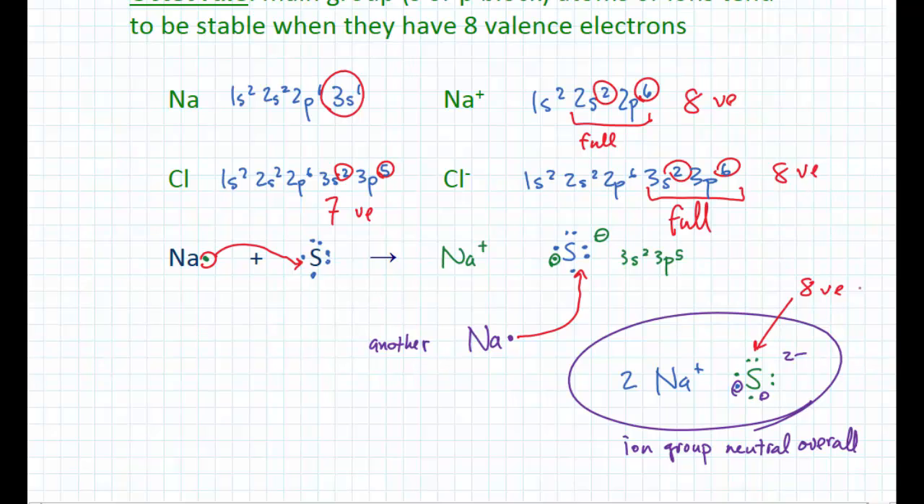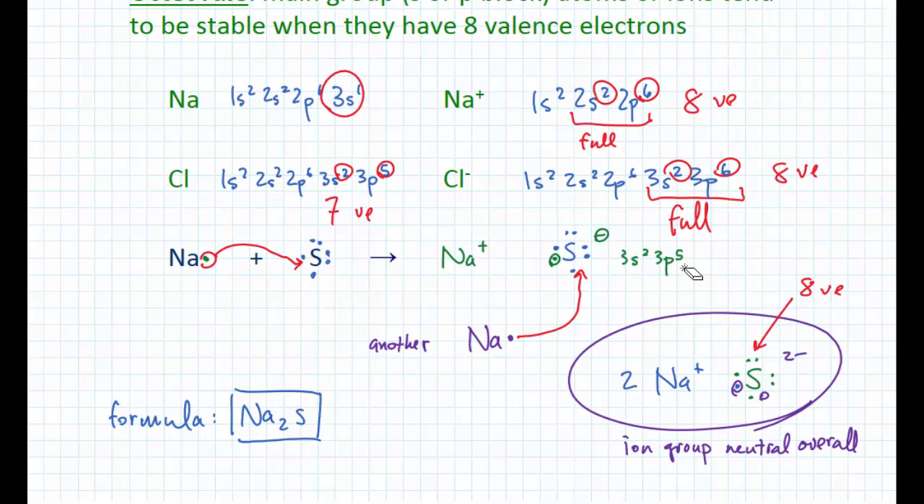So that's why sodium sulfide, its formula is Na2S. Not just NaS. That sodium was fine, but that sulfur is still not filled. Throwing another sodium in allows us to get everything happy.